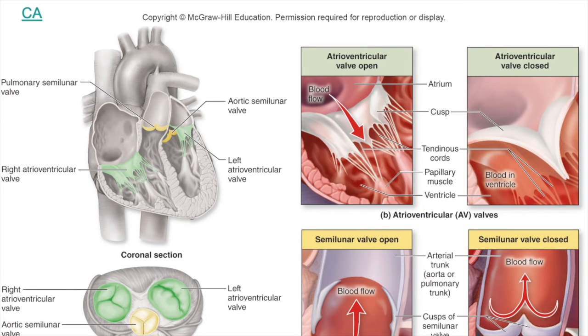Next, we're going to talk about the valves of the heart. There are two different sets. We're going to have atrioventricular valves, which connect the atria to the ventricles, and then we're going to have semilunar valves that move out to great vessels.